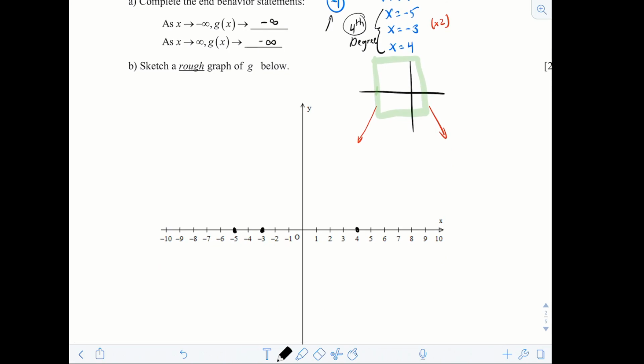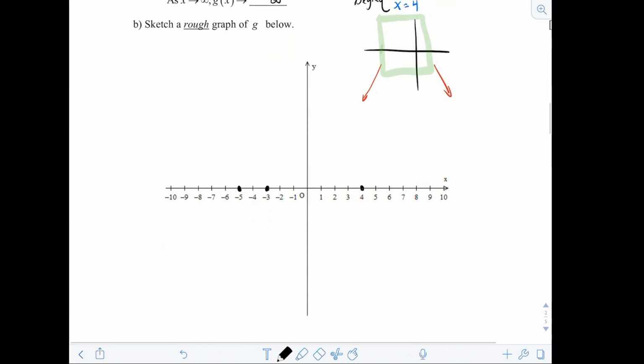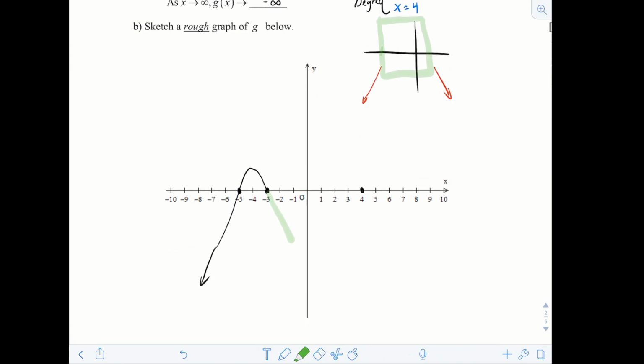Now the things I know about this: 1, I know it comes from negative infinity, so I'm going to start it here. I know that it goes through negative 5, so I'm going to go through negative 5. I know I'm going to have to come back and hit that negative 3, so I'm going to hit back in negative 3. Now normally we would actually go through the negative 3, but since it doubled up on that negative 3, we're actually just going to bounce it back up and cover the 4, and then it's going to come back down.